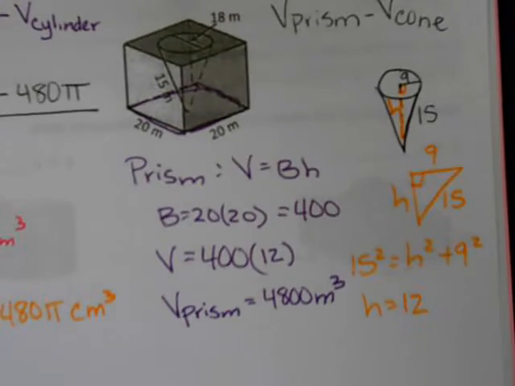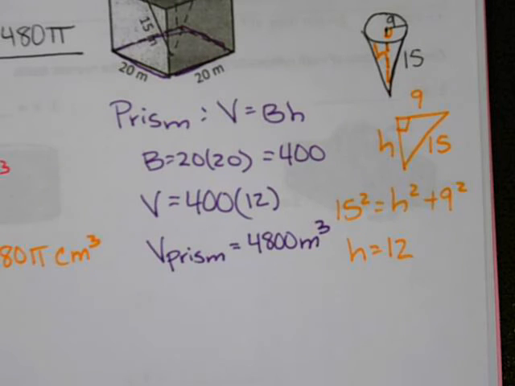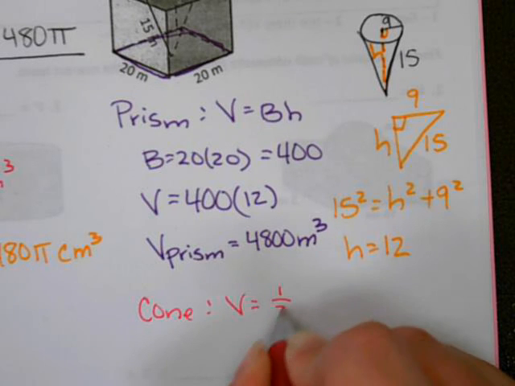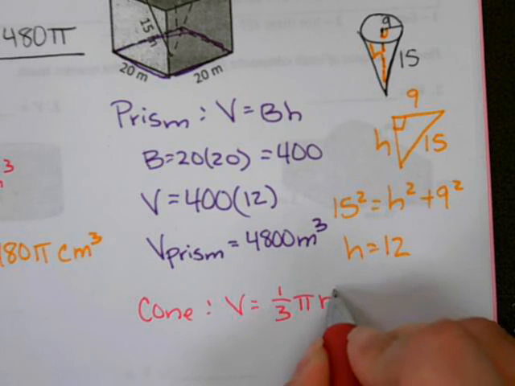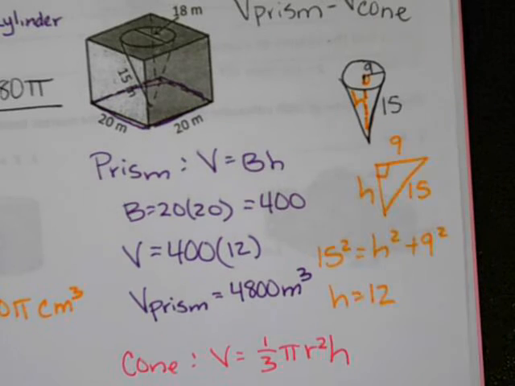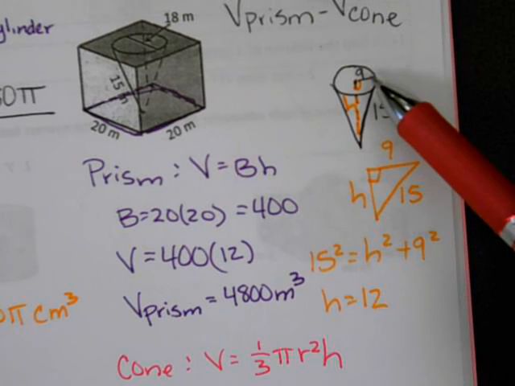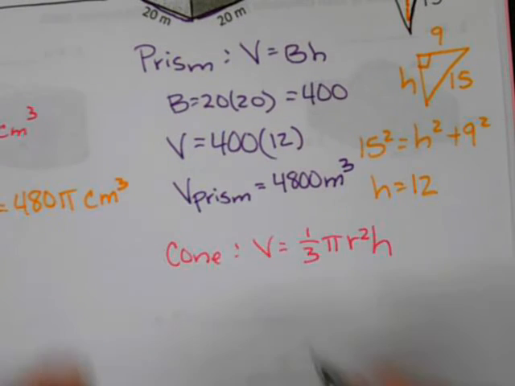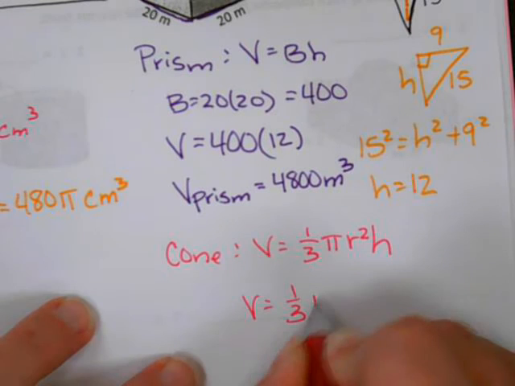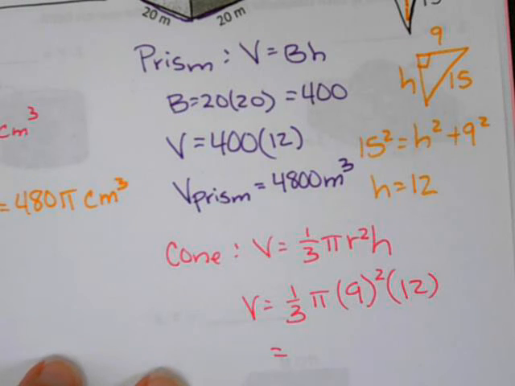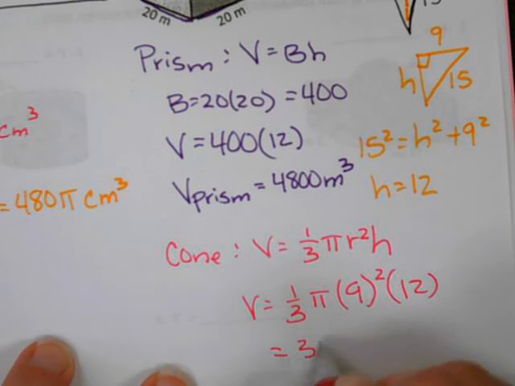And then we need the volume of our cone, which we know is 1/3 pi r squared h. And here's our cone up here. We already decided the radius was 9 and the height right there is the 12 that we found. So we can just plug everything in nice and easy. 1/3 pi 9 squared times 12. And if you plug that in your calculator and simplify, you get it down to 324 pi meters cubed.